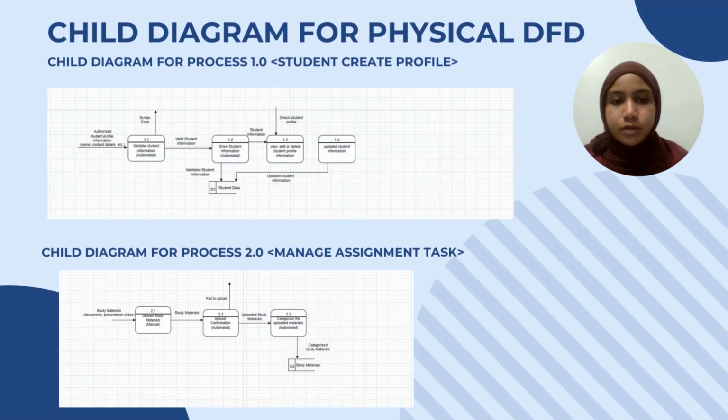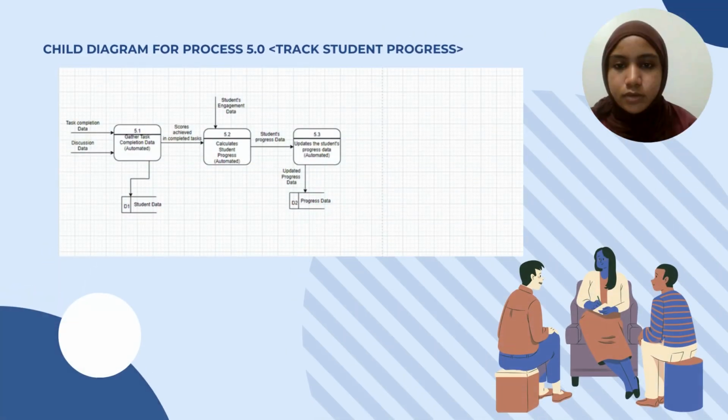These are the child diagrams for the physical DFD. The first one is the child diagram for process 1, where students create a profile. This diagram shows the automated process for validating, storing, and updating student profile information. For process 2, manage assignment tasks, it shows the manual process for uploading study materials, and the automated process for confirmation and categorizing uploaded materials. The child diagram for process 5 tracks student progress. The automated processes are gathering task completion, calculating student progress, and updating the student progress data.